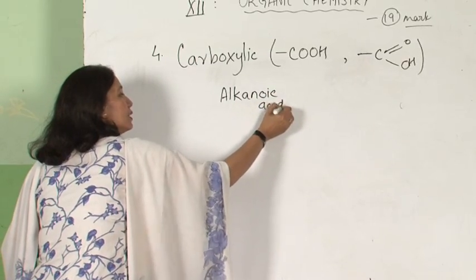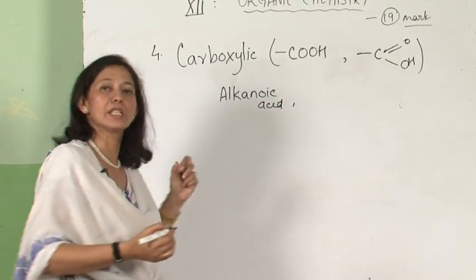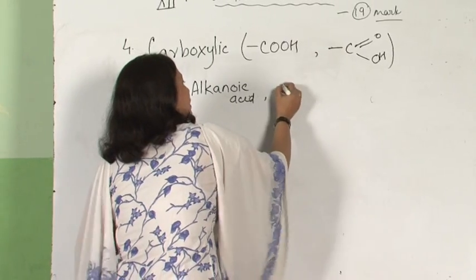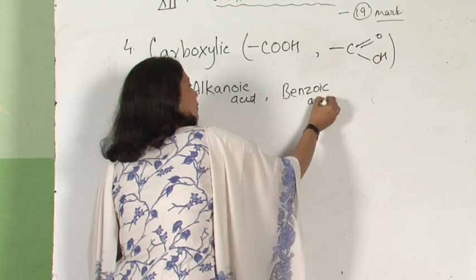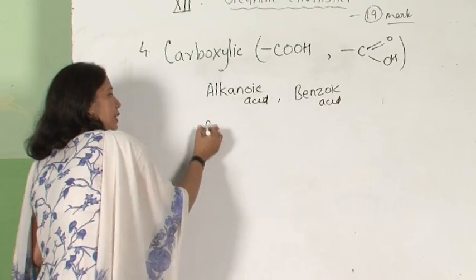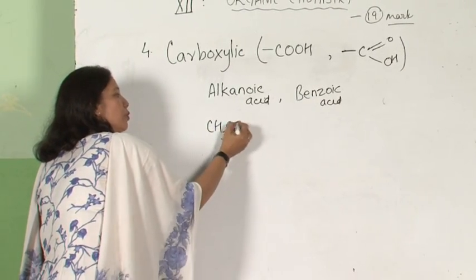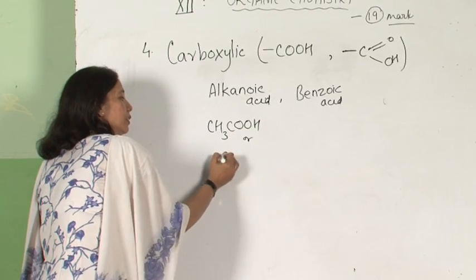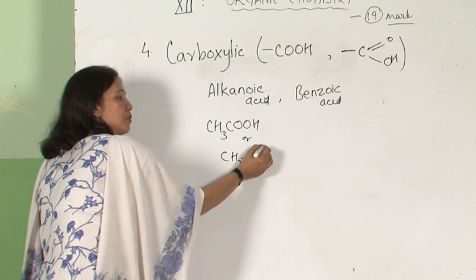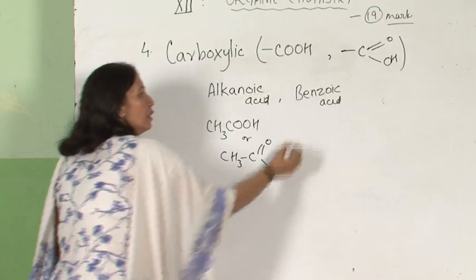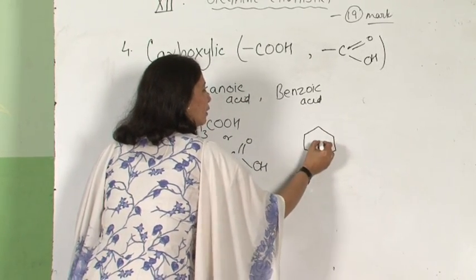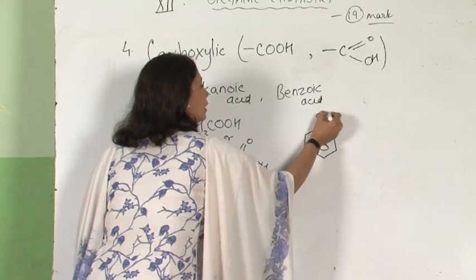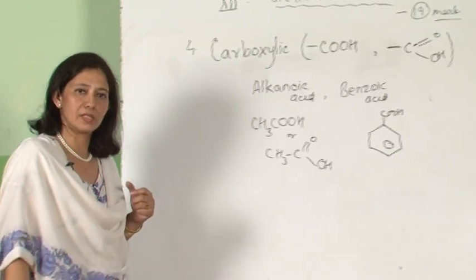This is alkanoic acid, and if the carboxylic group is attached to a ring, then the name goes here as benzoic acid. One of the examples I am citing here is CH3COOH. This one, if I split it up, goes as CH3C double bond O OH. And in case of benzoic acid, a ring, and then the carboxylic acid, benzoic acid.